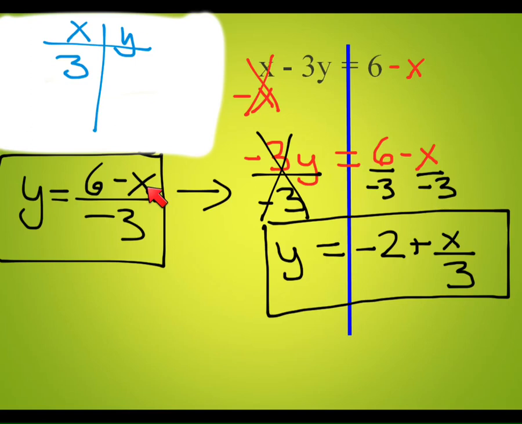If I plug in 3 here, 6 minus 3 is 3. And then 3 divided by -3 would be -1. Let's make sure I get the same answer here. If I plugged in 3 here, 3 divided by 3 is 1. -2 plus 1, -1. So these are the same thing. Either way, you'll get the same answer. Okay? Whatever way you prefer to graph. Questions there?